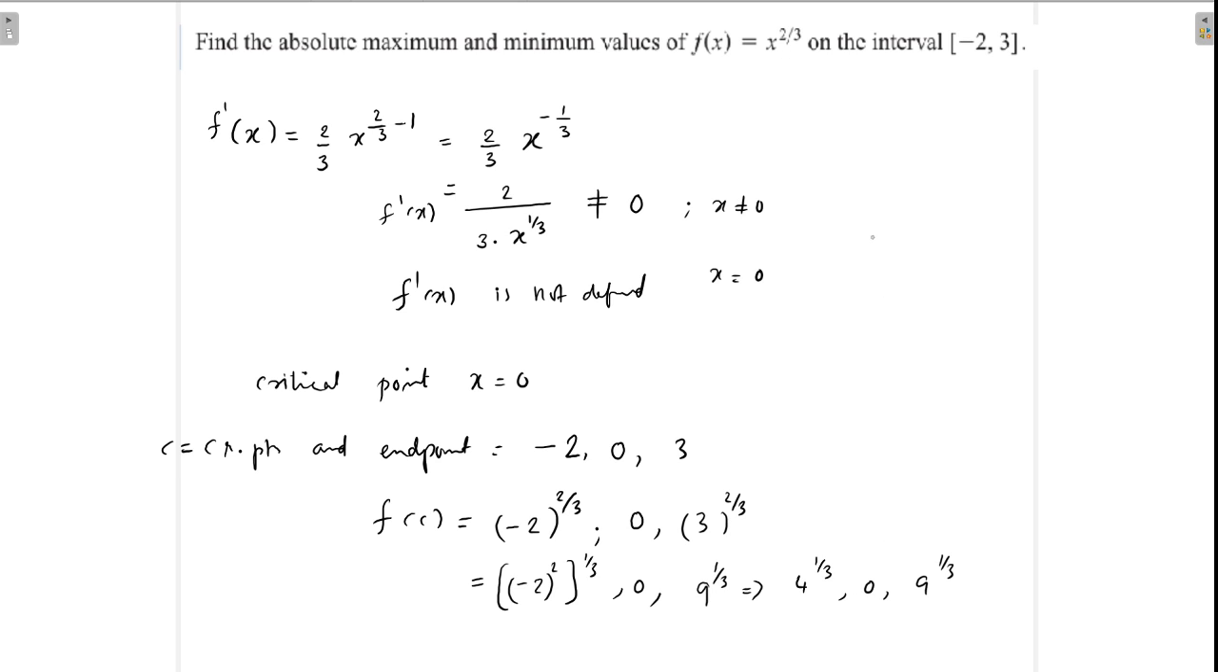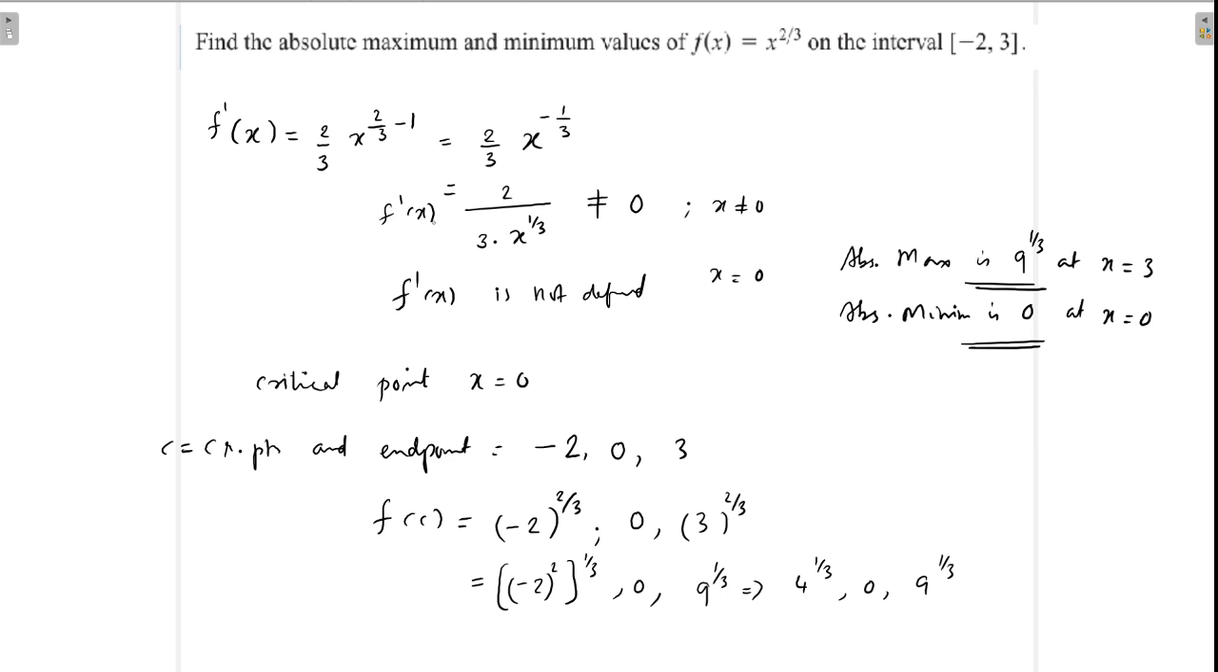The second step is to evaluate the largest and smallest one. So the absolute maximum is 9 to the power 1 by 3. It is attained at x equal to 3, and absolute minimum is 4 raised to 1 by 3. Sorry, that is 0. Absolute minimum is 0 at x equal to 0. So these are the absolute maximum and absolute minimum.